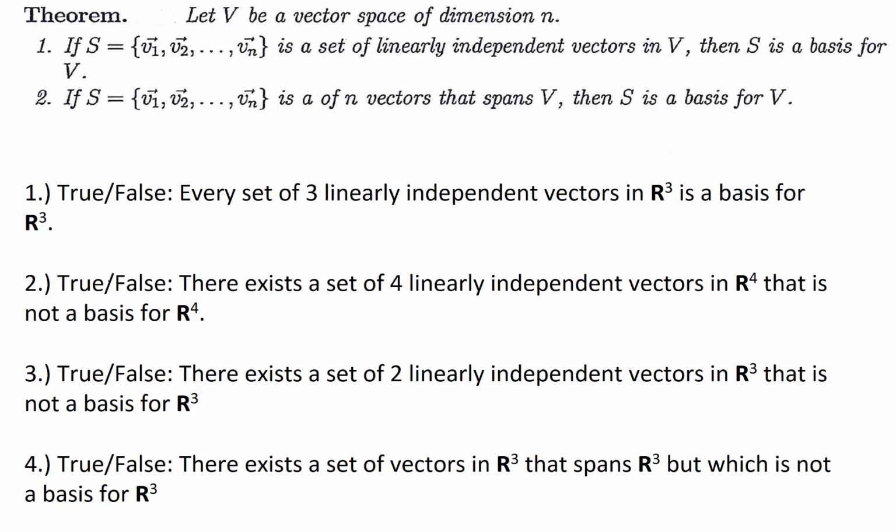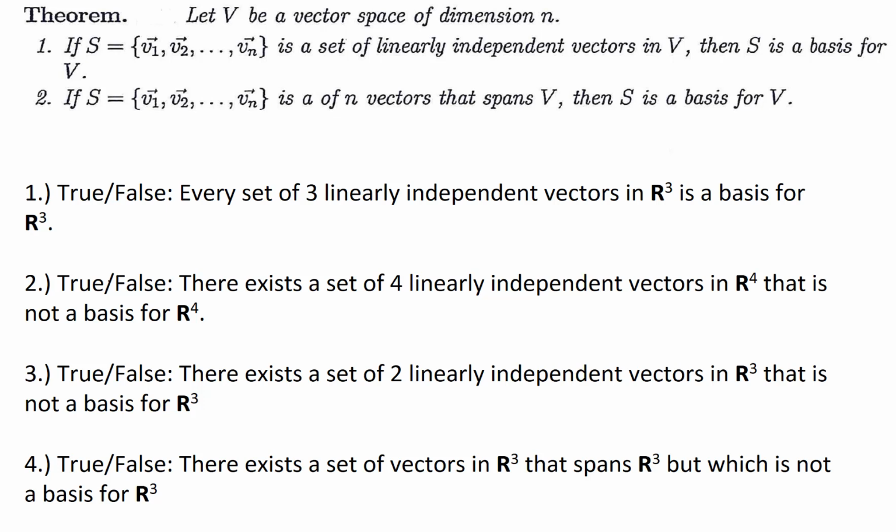So the theorem says, let V be a vector space of dimension n. If S is a set containing V1, V2, all the way up through V sub n, so if S is a set of n linearly independent vectors in V, then S is a basis for V. And the second part of the theorem says that if S is a set of n vectors that span V, then S is a basis for V. So let's look at 4 examples.